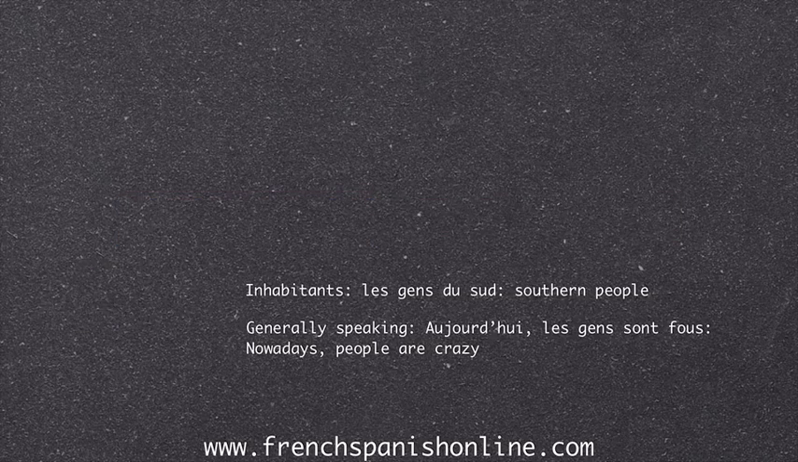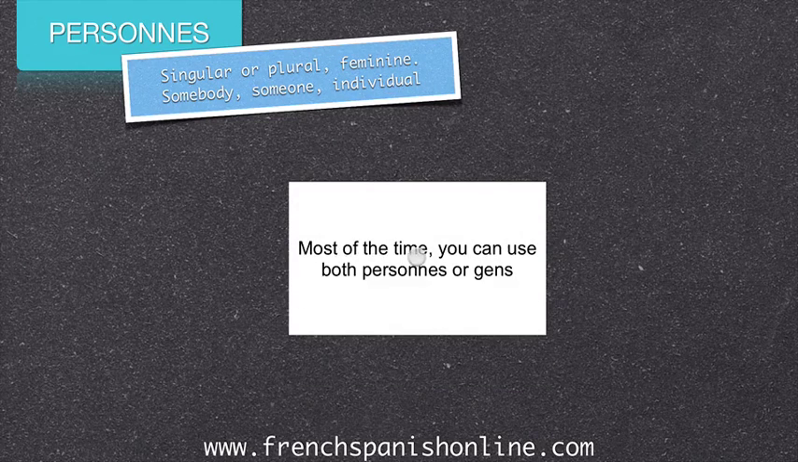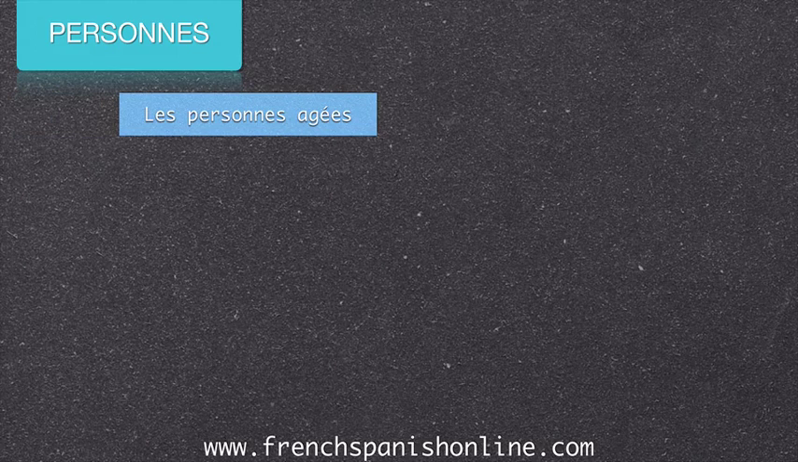Let's see now the second word of our list, the word personne. Personne can be singular or, like here, plural, and is always feminine. The singular form means somebody, someone, an individual, and the plural means people. Most of the time you can use both personnes or gens, as we have just seen in the first part of this lesson. But let's take some idiomatic examples.